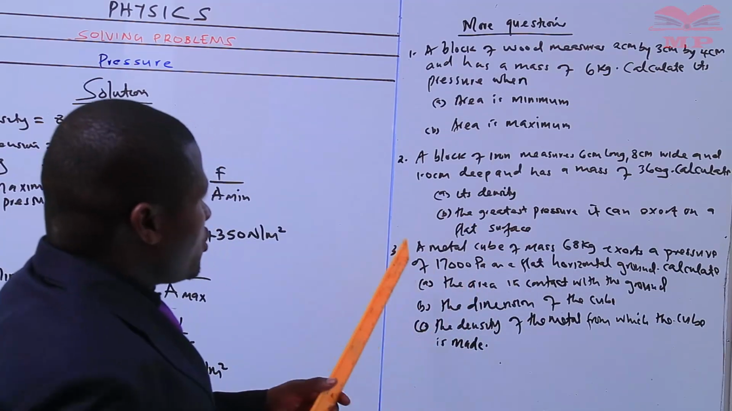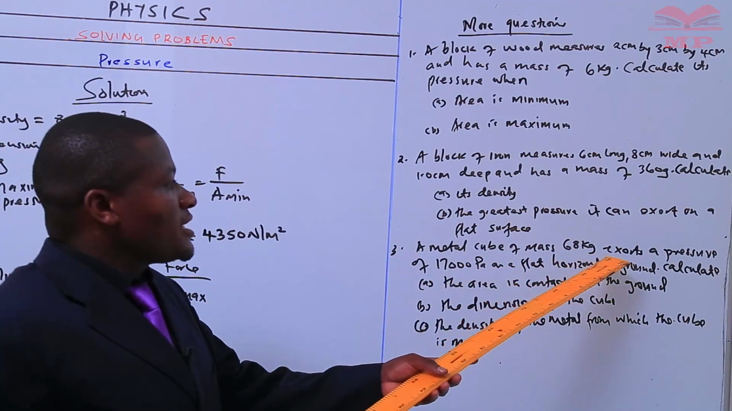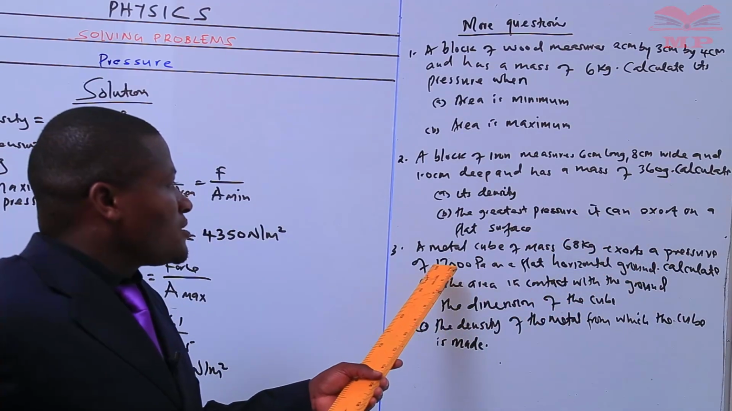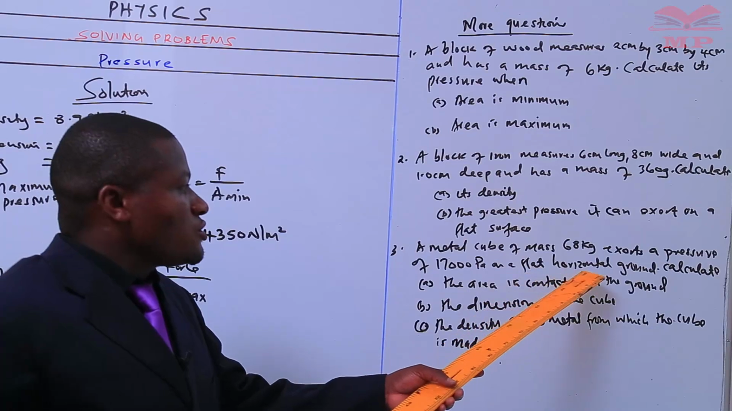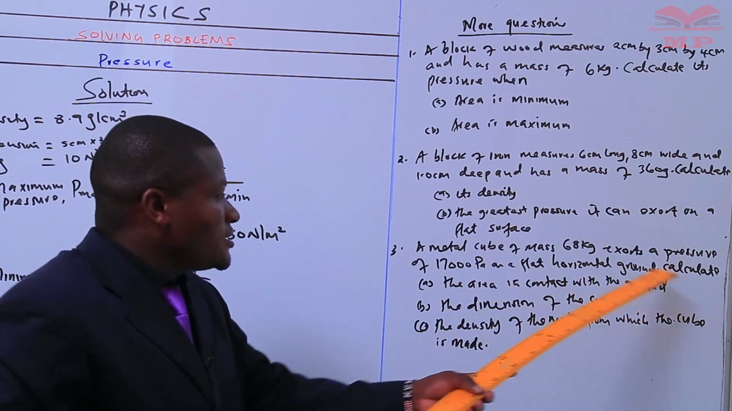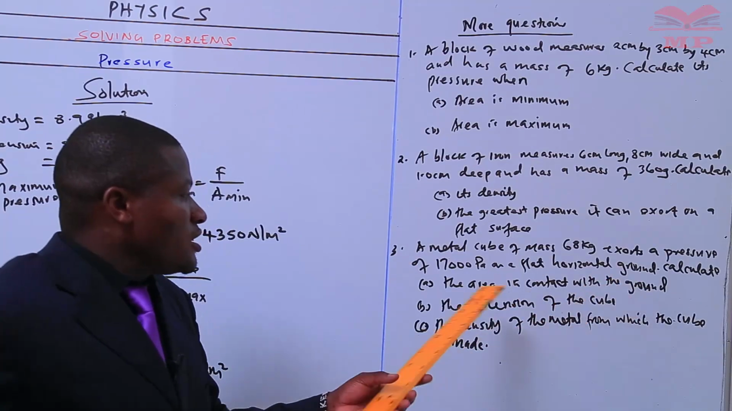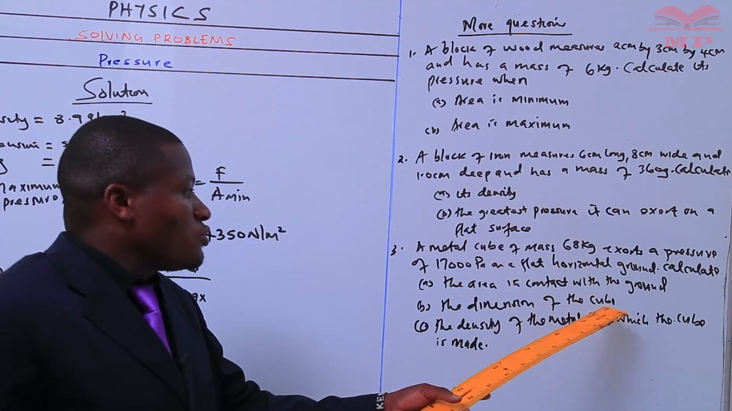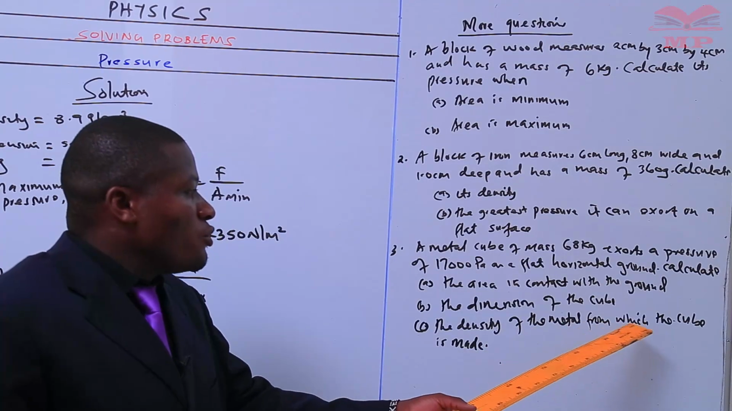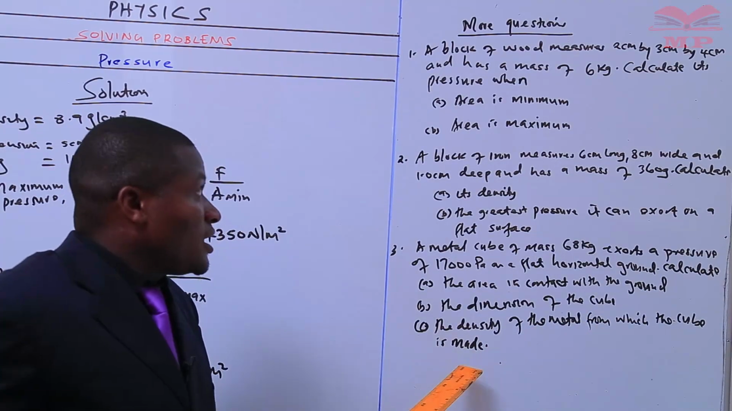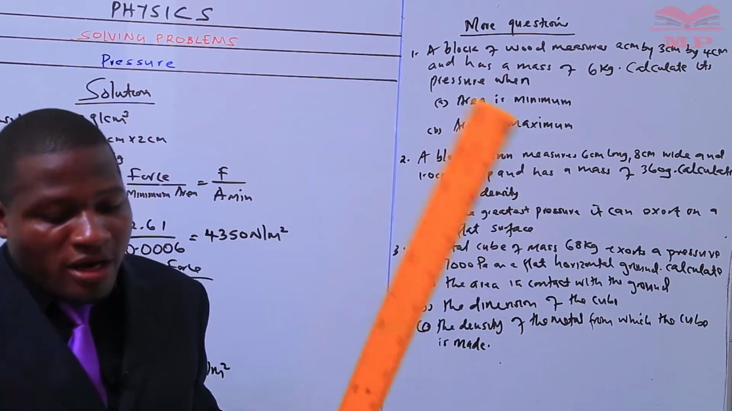Then question 3. A metal cube of mass 68 kilograms exerts a pressure of 17,000 Pascal on a flat horizontal ground. Calculate A, the area in contact with the ground, B, the dimension of the cube, C, the density of the metal from which the cube is made. These are the questions that I would like you to try when you are at home.